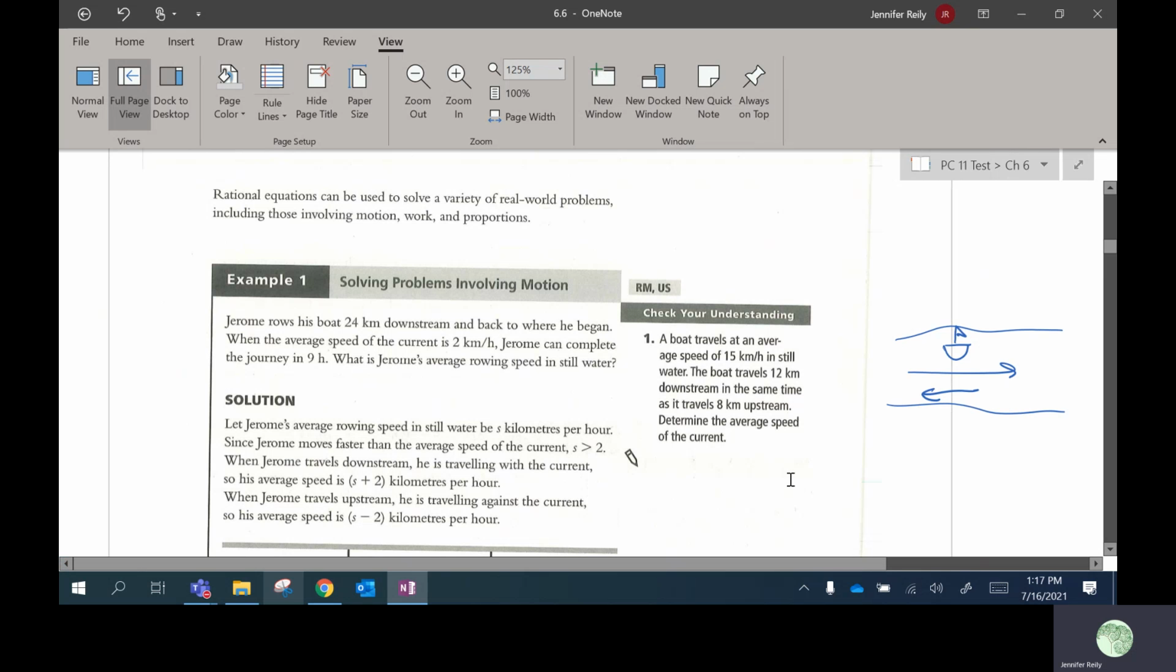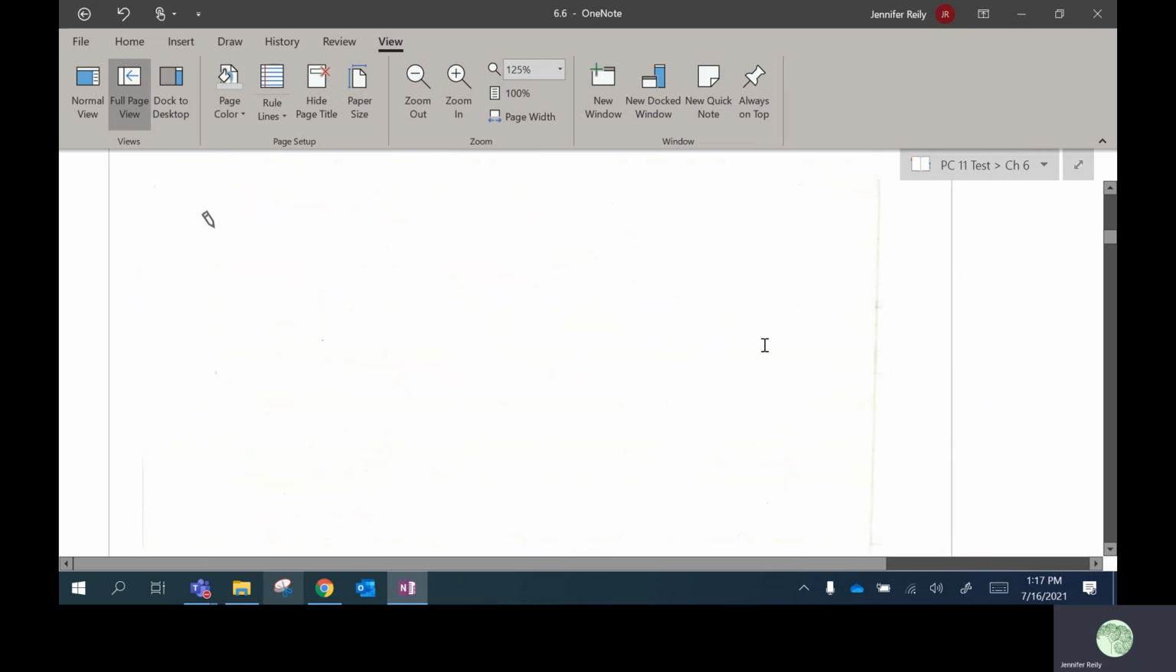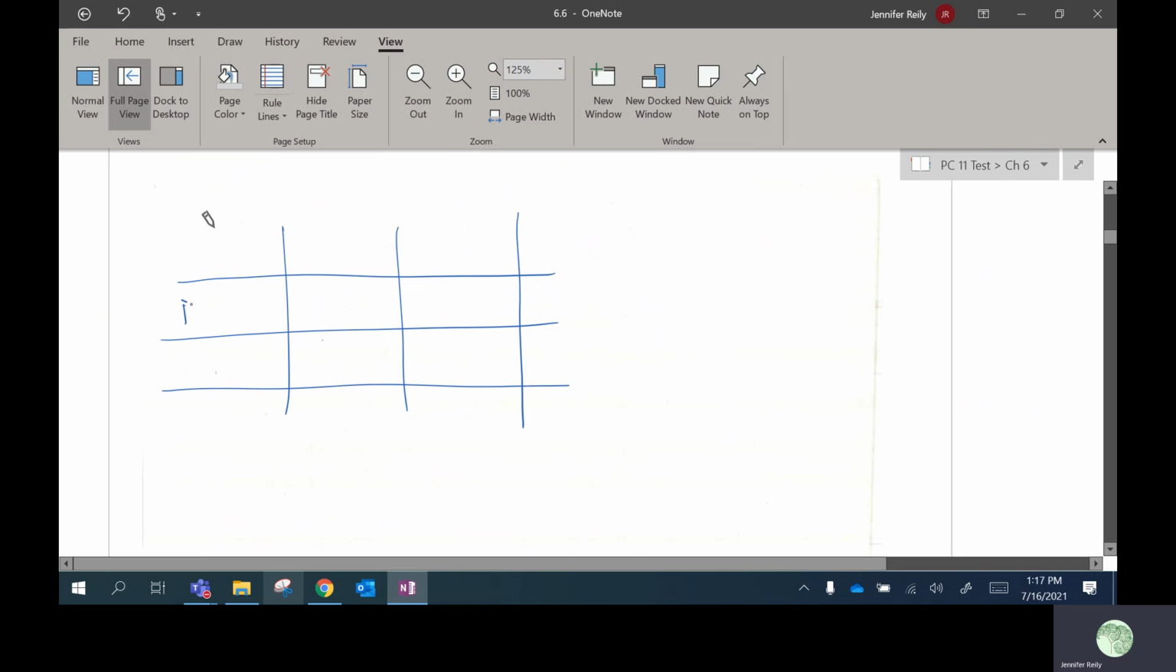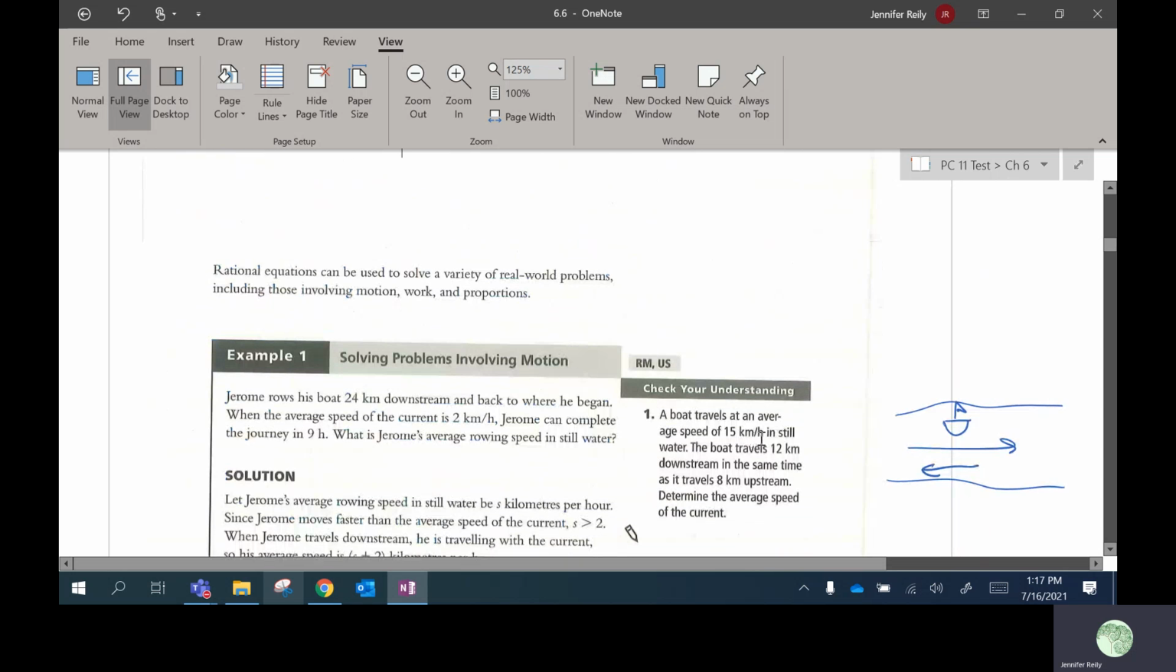Okay, so now that I've explained that, we're going to look at the scenario here. And I'm going to use this big space up above to do this question. And I'll set up that little table as well. So the table you always want to set up looks like this. It's going to have three lines: distance, speed, and time. And let's read to fill it up. So a boat travels an average speed of 15 kilometers per hour in still water. So this time they're telling us the speed.